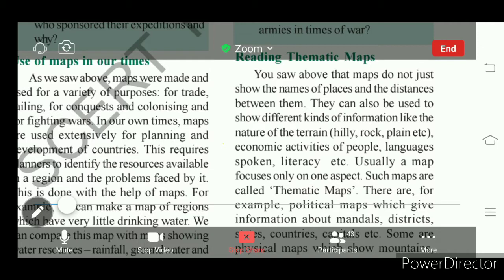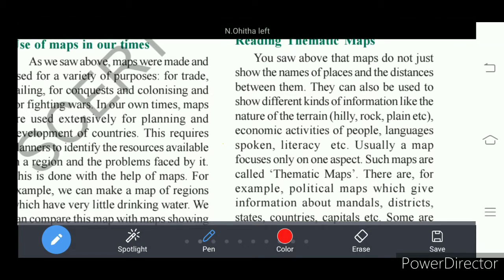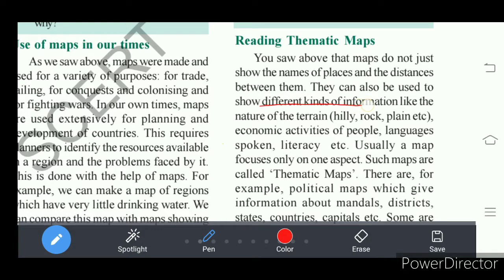We have seen maps used to show the names of places and distance from one place to another place and different kinds of information, like how is the surface terrain, whether it is a plain area or covered with hilly rock, what are the economic activities of the people of a place, languages spoken by people in that place, and what is the literacy of people of that place. So for all these purposes we used maps.